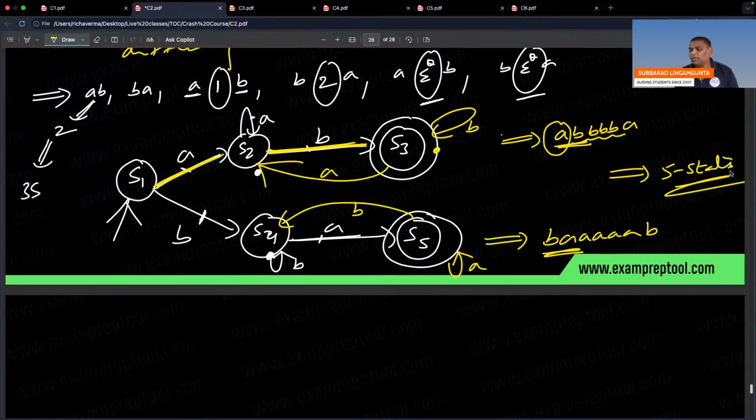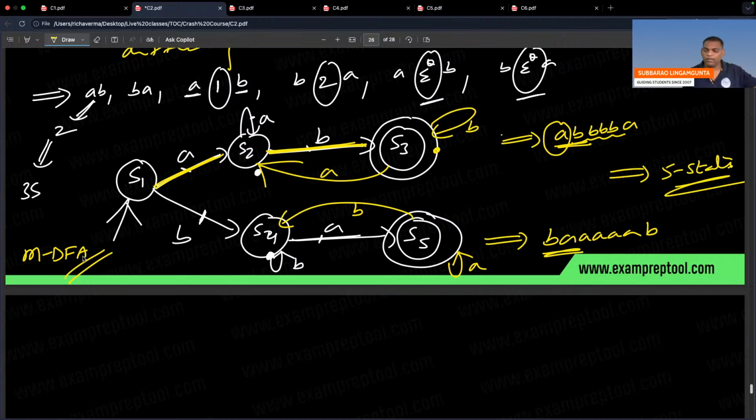Remember, the last symbol keeps on changing. The first symbol cannot change. If you go the upper path, starting is A only. If you go the lower path, starting is B only. Starting and ending symbols are different. Now listen. It is a DFA. See this one? It is a minimal DFA. Starting and ending symbols are different.